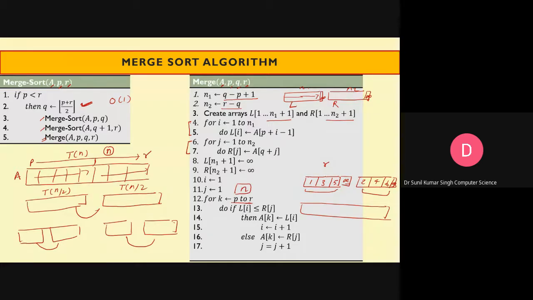Now look at here, this is L and this is R. Compare Li with Rj. If Li is smaller than Rj, then insert it.